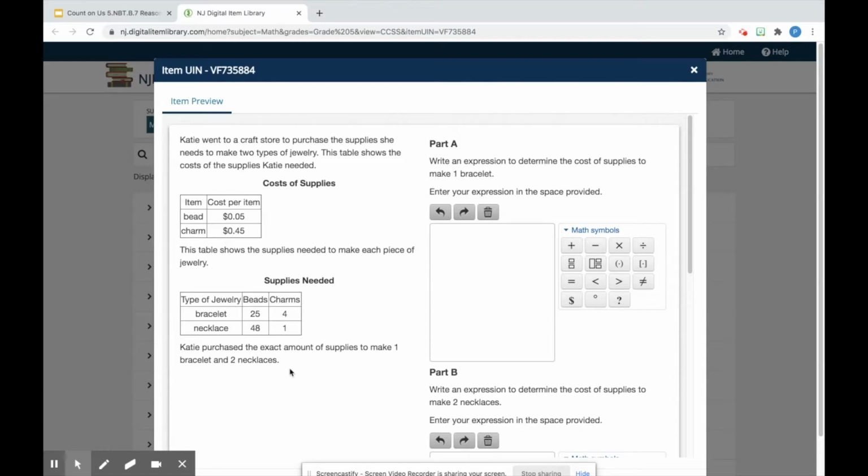So part A. Automatically, if there's a part A, I have to make sure I look and see if there's a part B.